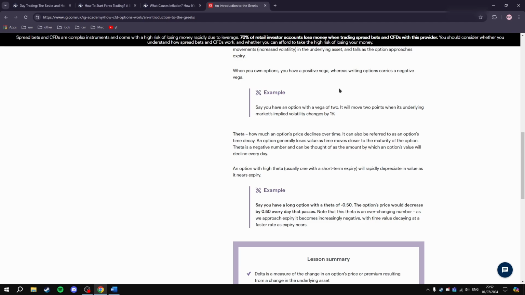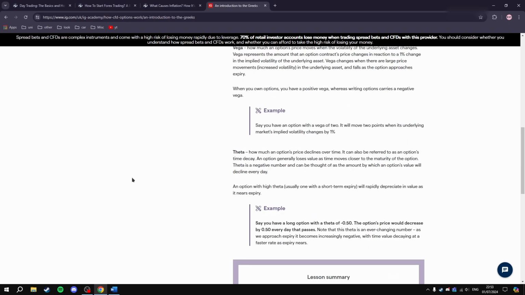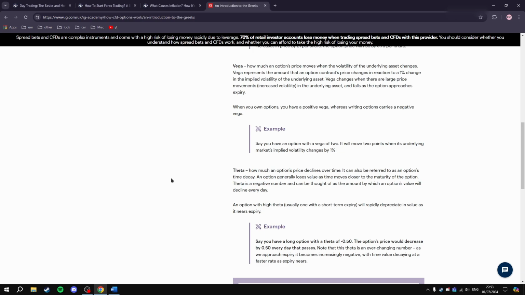Say you have an option with a Vega of 2, it will move 2 points when its underlying market's implied volatility changes by 1%. When you own options, you have a positive Vega. When selling options, you carry a negative Vega.